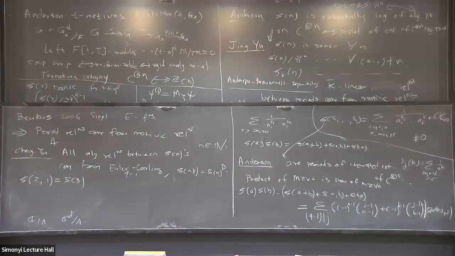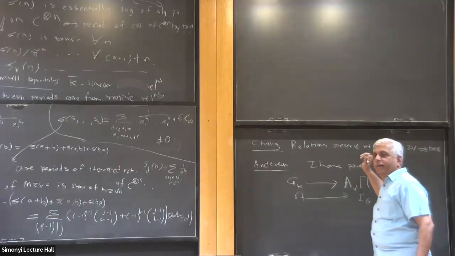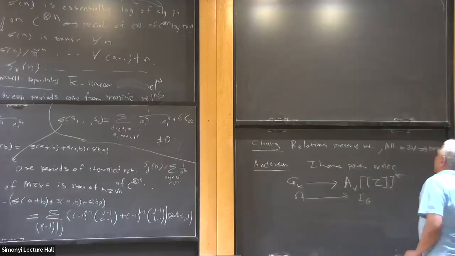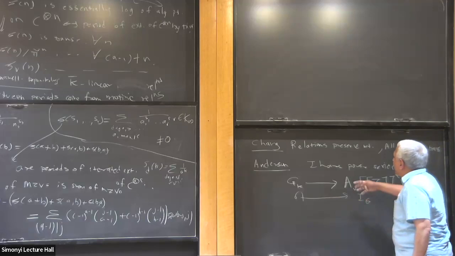What you're calling the Deligne-Soulé has some explicit realization of Galois cohomology with coefficients in a Tate twist. Right. Yeah. Right. And this is one variable.